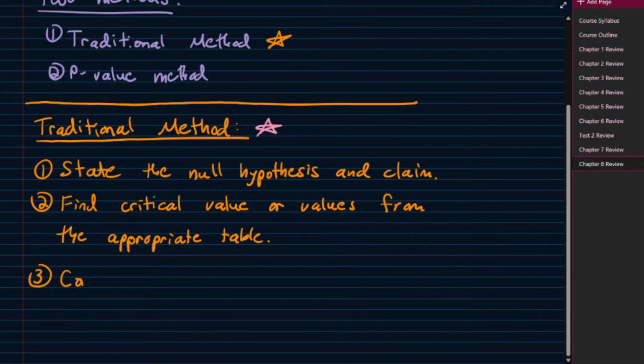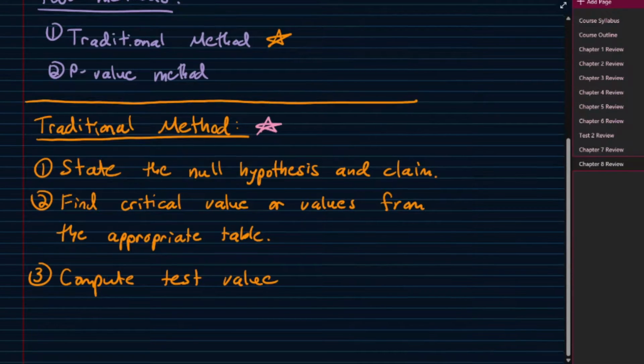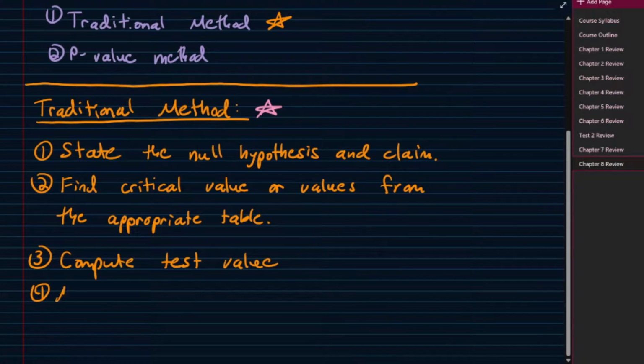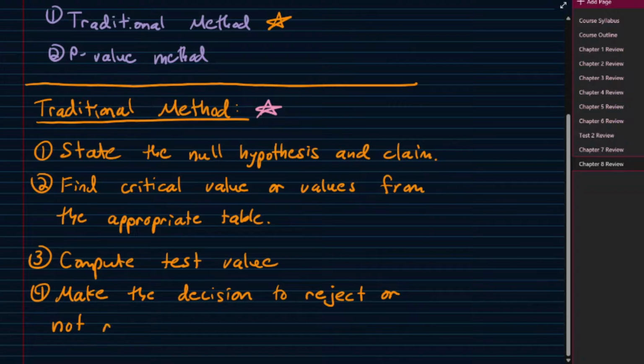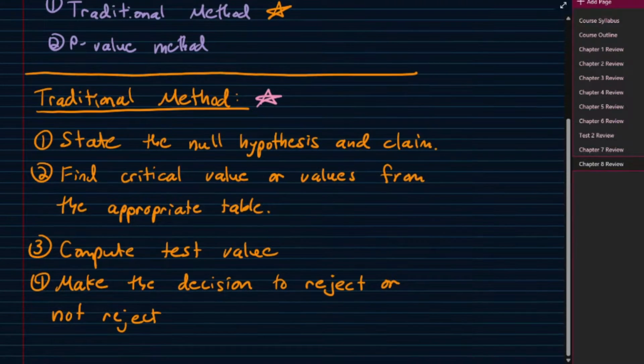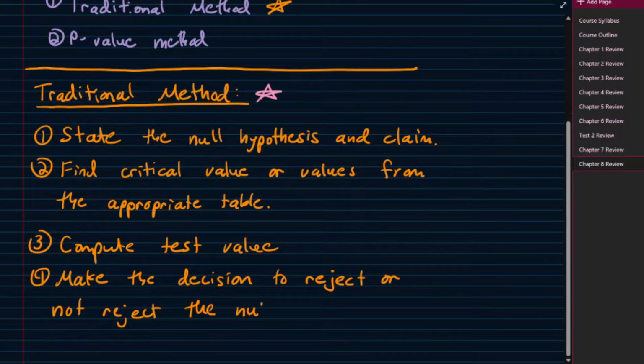Step three is to compute the test value. Four, we make the decision to reject or not reject the null hypothesis. And then step five is to summarize the results.